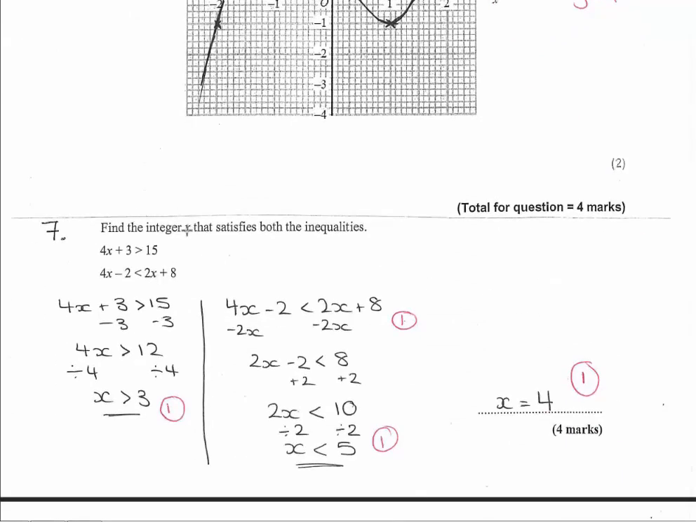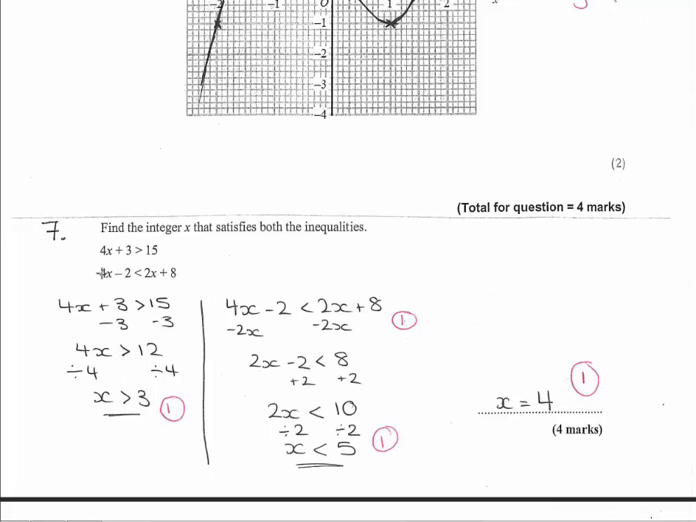Find an integer, that's a whole number, that satisfies both the inequalities. 4x plus 3 is greater than 15, and 4x minus 2 is less than 2x add 8. So what you need to do is solve each of these inequalities. 4x add 3 is greater than 15. Solve it like 4x add 3 equals 15. Take away 3 from both sides, you get 4x is bigger than 12. And now divide by 4, you get x is bigger than 3. So to make this work, x has to be bigger than 3. Get a mark for that.